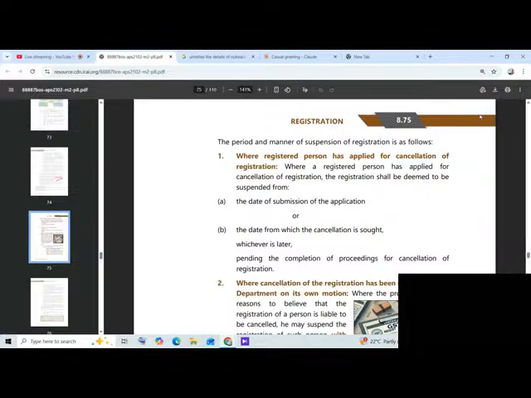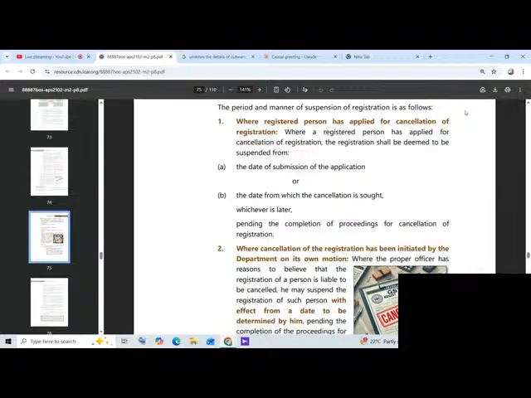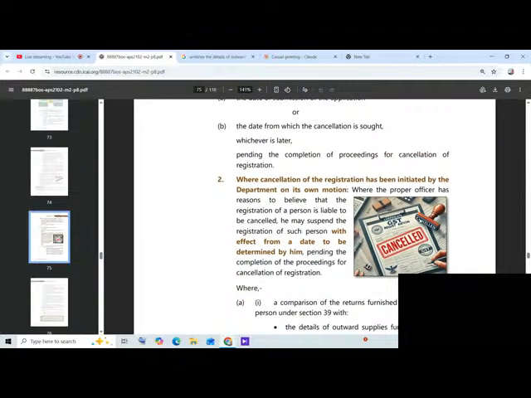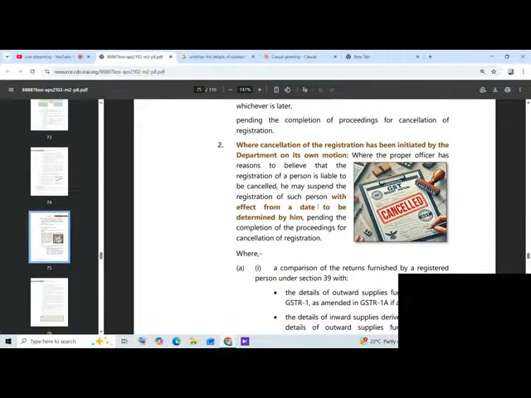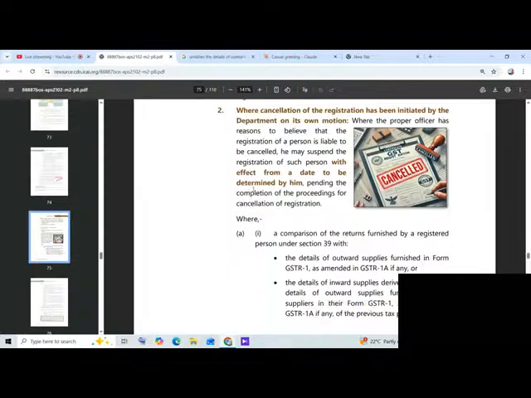Deemed to be suspended from the date of submission of the application or the date from which the cancellation is sought, whichever is later. When cancellation of the registration has been initiated by the department on its own motion, where the proper officer has reasons to believe that the registration of a person is liable to be cancelled, he may suspend the registration of such person with effect from a date to be determined by him, pending the completion of the proceedings for cancellation of registration.